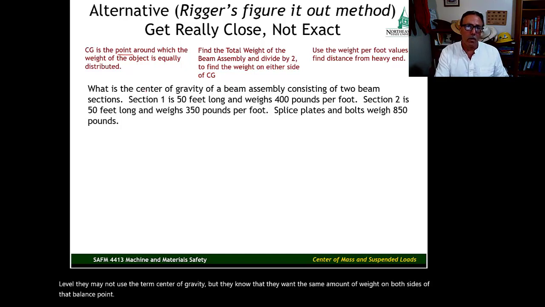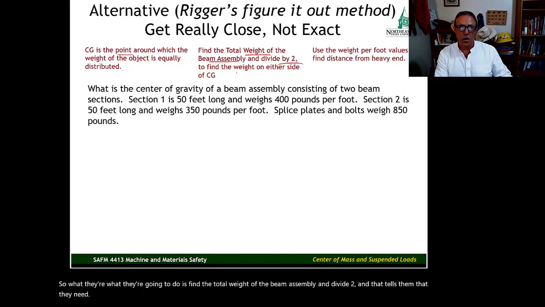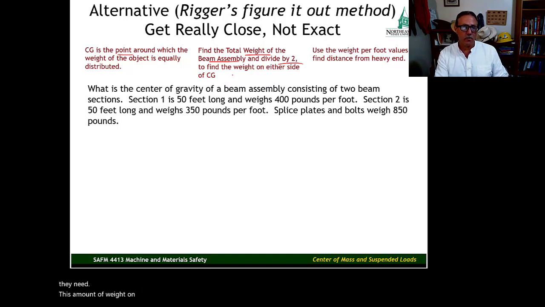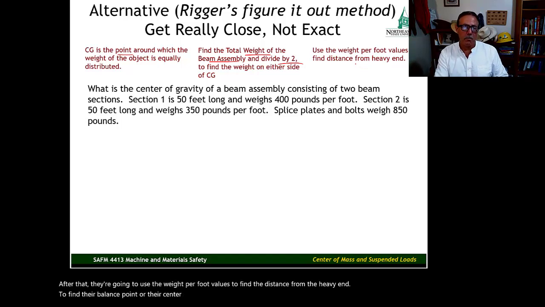So what they're going to do is find the total weight of the beam assembly and divide by 2. That tells them that they need this amount of weight on both sides of that balance point, or that center of gravity. After that, they're going to use the weight per foot values to find the distance from the heavy end, to find their balance point or their center of gravity that they need to be working with when they're putting together the rigging.